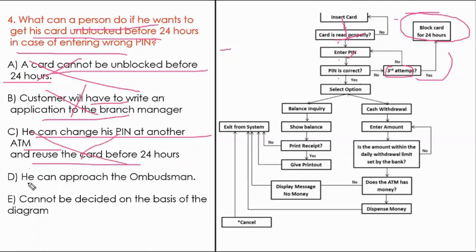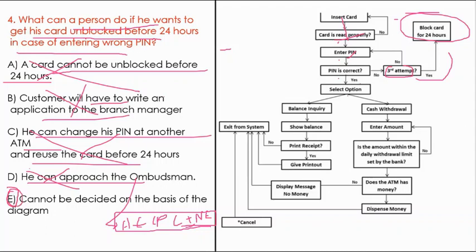Yeah. He can approach the ombudsman. So the ombudsman is nothing like a helpline number. It is called grievance redressal, but for understanding, you can understand it as a helpline number. Yes, you can call the helpline number and ask for the solution, but it's not mentioned in the flowchart. So please remove this. So the answer is option E.